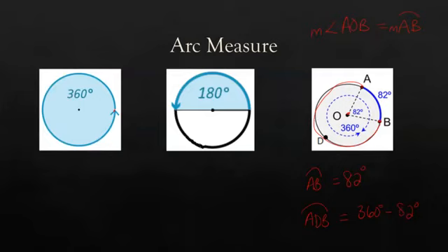So what will we have for the measure of angle ADB? You should have gotten 278 degrees. That's what ADB is on this side of the circle. So we have a minor arc AB and a major arc ADB.